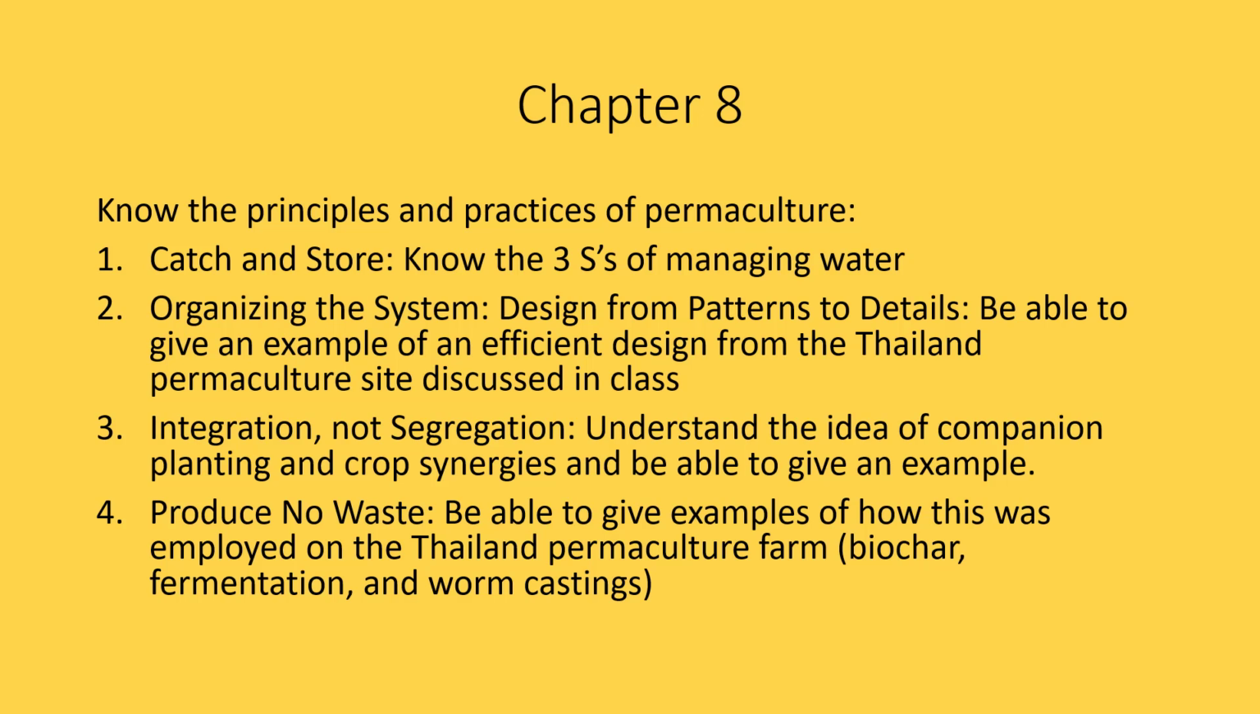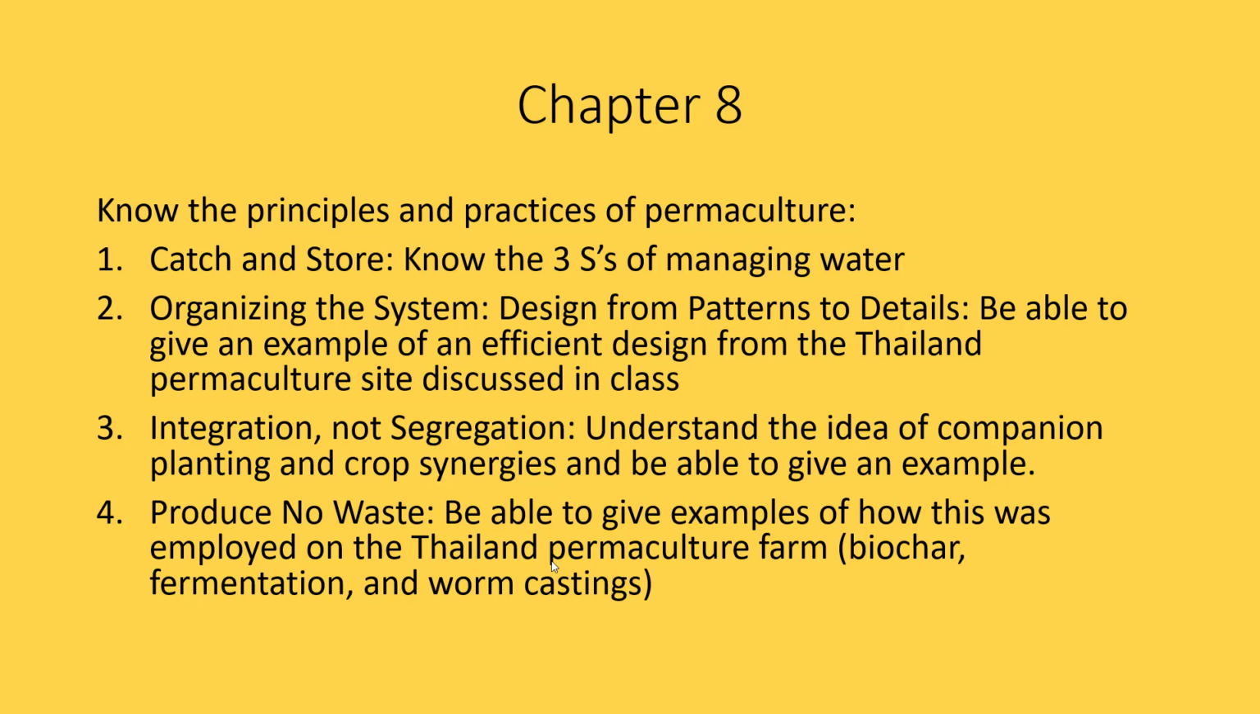Then the fourth principle we talked about in class was produce no waste. Be able to give examples of this from the permaculture farm that we mentioned in Thailand. We talked about biochar, or burning carbon-heavy material like corn husks or rice husks, right? And then using that as a fertilizer. Fermentation: you throw some coconut leaves and weeds and a little bit of sugar into a barrel full of water, cover it and let it ferment. And that's going to create something that you can use to help increase the productivity of your soil.